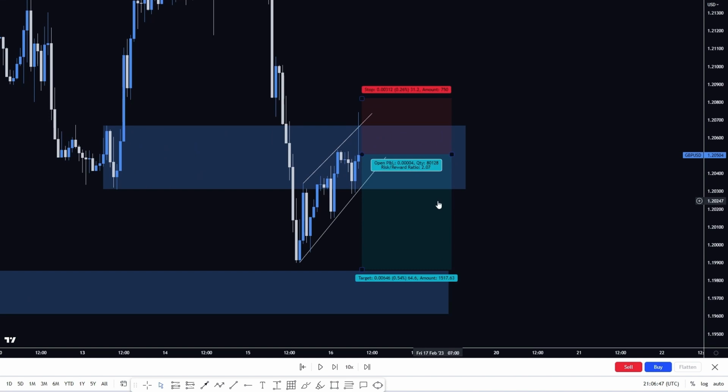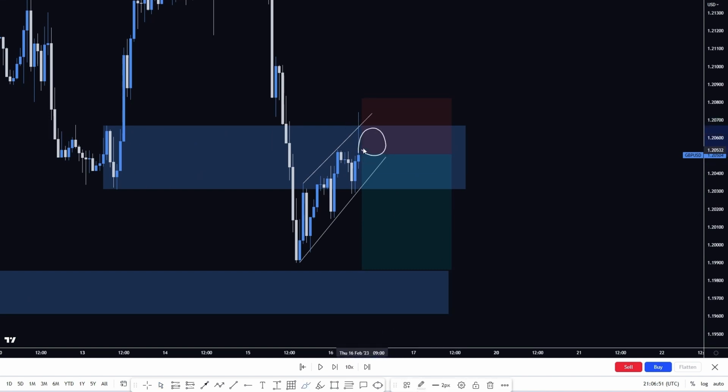Or what we could do is wait for a little bit more on the lower time frame, and then try and get involved in potentially the 15-minute, or something along those lines. So let's try and do that now so we get a better risk to reward.